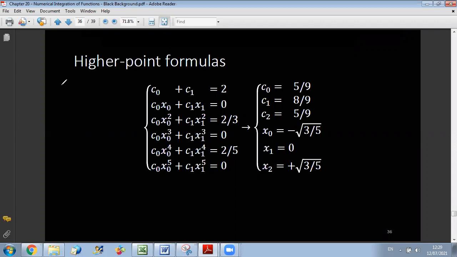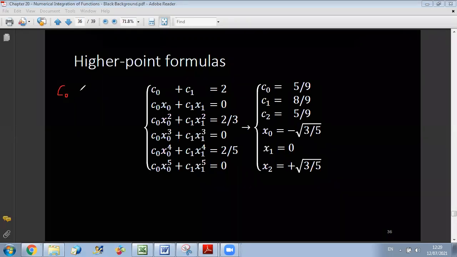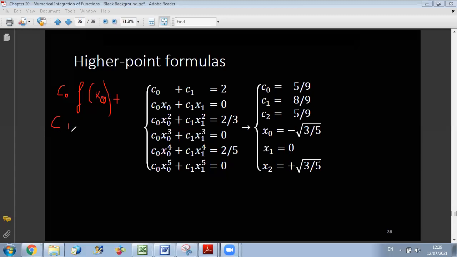We have the equation C0 fx0 plus C1 fx1 plus C2 fx2. Let's do it first for the constant function. If we take fx to be 1, then replacing x by 1 here, we get fx0, fx1 and fx2 all equal to 1.